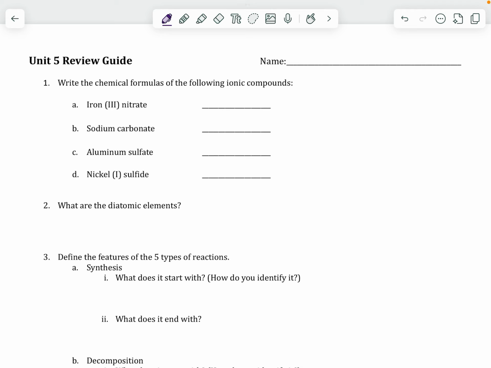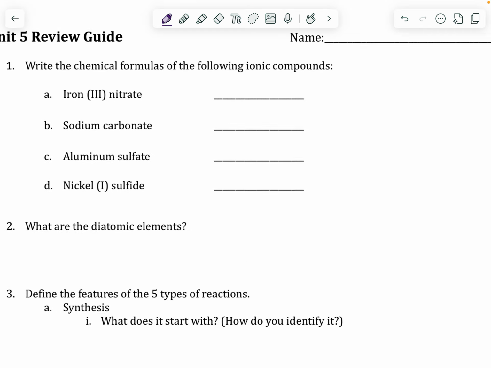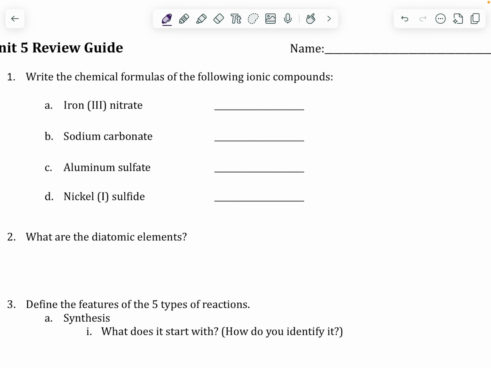Okay, welcome back. Today we're going to go through our Unit 5 review guide, which is all about chemical reactions. And so we'll start off with just a little bit of review for our ionic compounds. Remember that the 3 here identifies the ion charge of the transition metal. It does not mean that you have 3 iron in this chemical formula. And so because of that, we say we have iron, which is a positive 3 ion charge, cation.